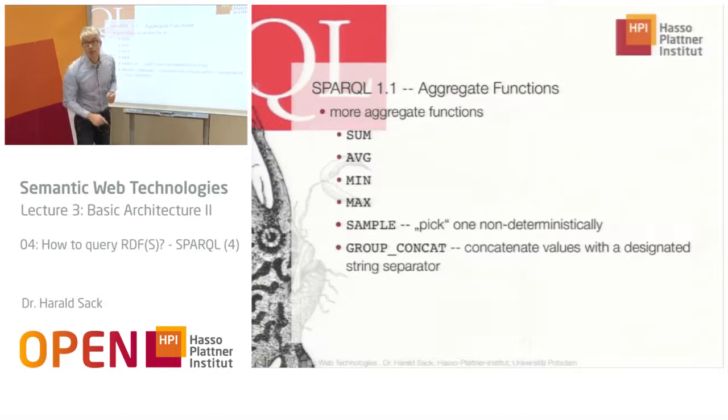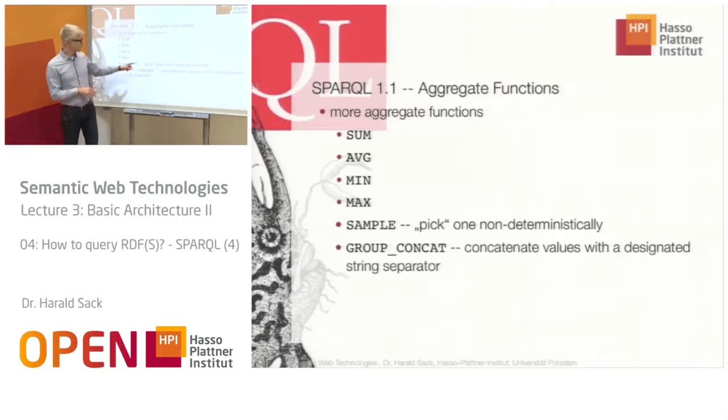Okay, SPARQL 1.1 provides more aggregate functions. Besides the count aggregation function, we can also sum up numericals with a sum keyword. We can compute an average of numerical values. We can compute a minimum or a maximum value. This can also be applied to strings.